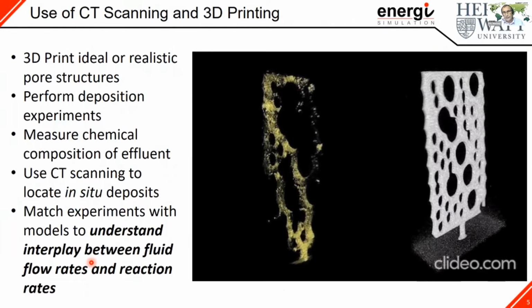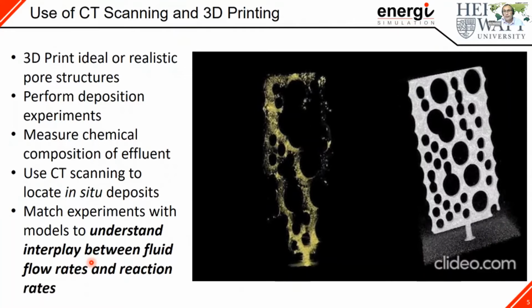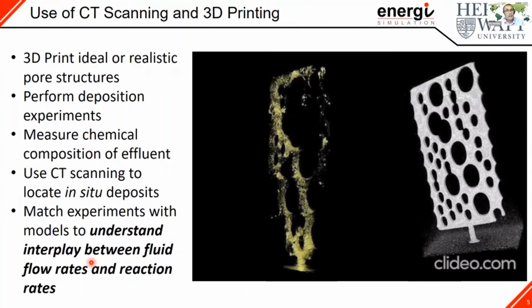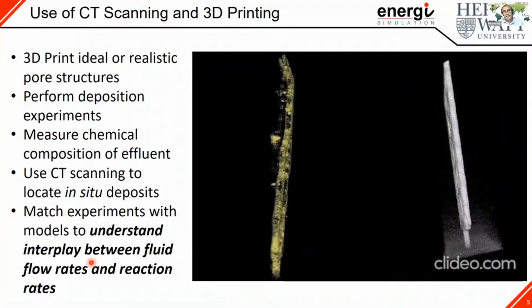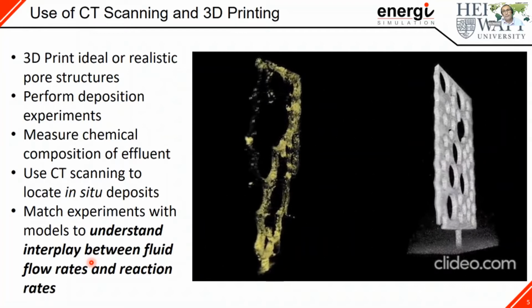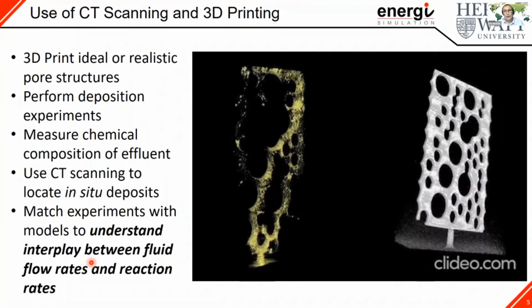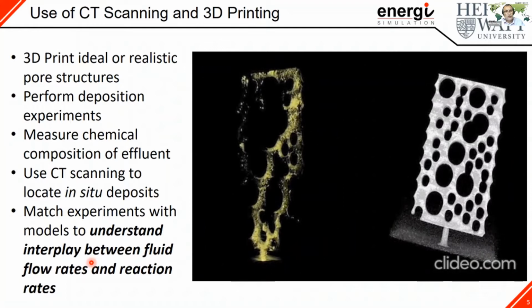So this just brings us on to the capabilities that we have, both in terms of 3D printing, and on the right hand side here you can see another 3D insert. So this is an ideal pore structure, but we can also print more realistic rock lookalike structures. And on the left hand side we have a CT scan after a scaling brine has been flown through this system. So we can identify where the scale deposition is taking place, and indeed also which pores remain unblocked during this process. And again, we'll measure the effluent concentrations to make sure that we're getting a good mass balance.